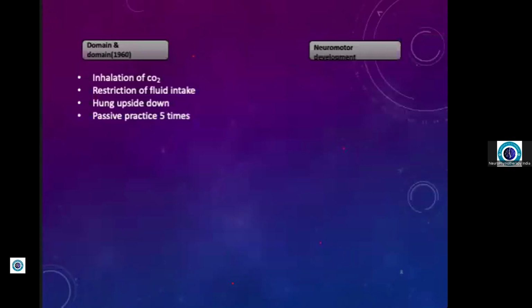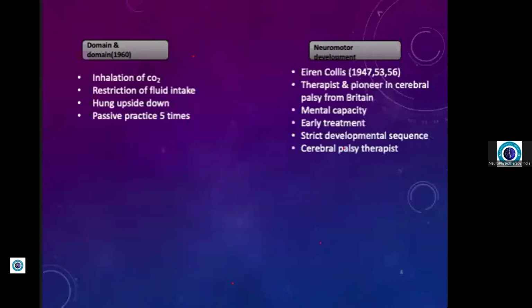Then we moved from there and we started using inhalation of CO2. We said that we need to restrict the fluid to get the development. We started putting them upside down, and we advocated that we should have passive physiotherapy most of the time. From there, we moved on to the early treatment, which was given by Iron Collis.